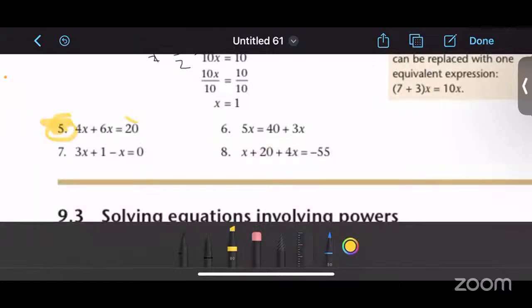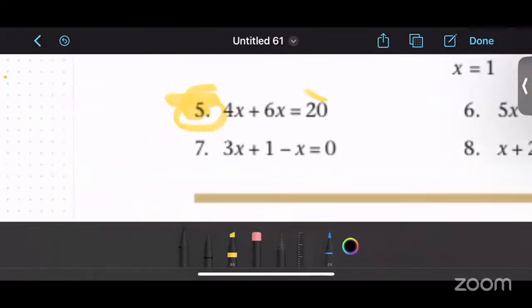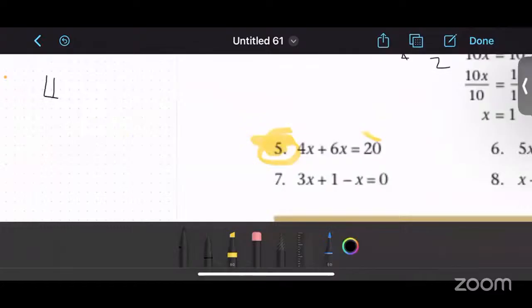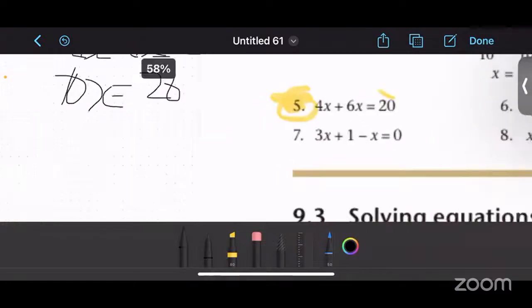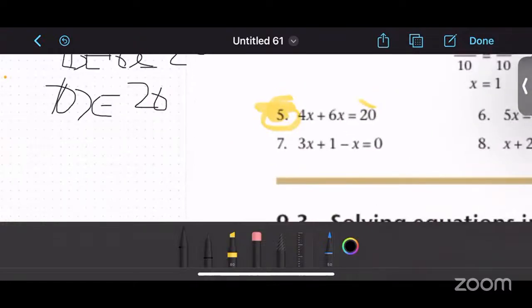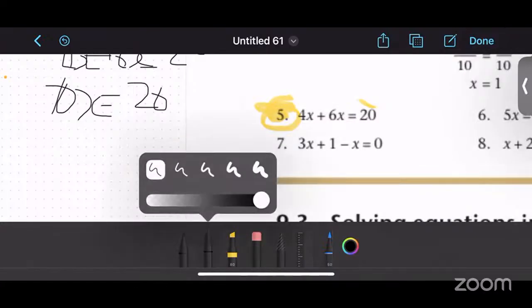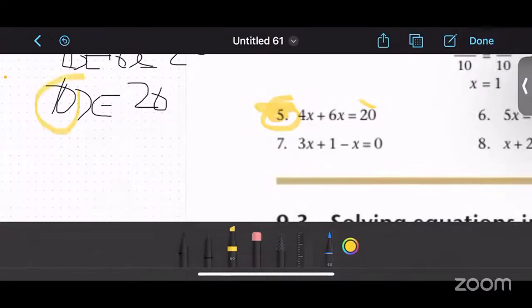Ma'am, can you re-explain? I'm just going to write. We have 4x plus 6x is equal to 20, right? 4x plus 6x is equal to 10x. 10x is equal to 20, right? Now you want to know what to do to get rid of this 10 that you see over here, right?